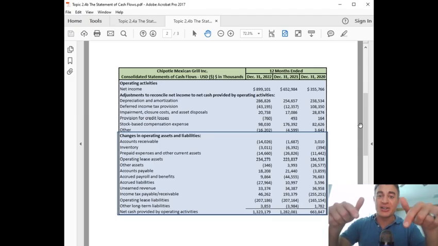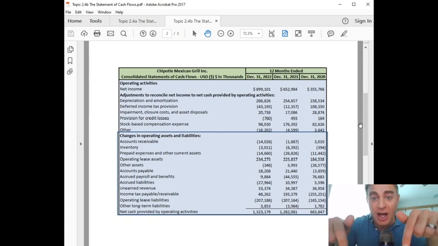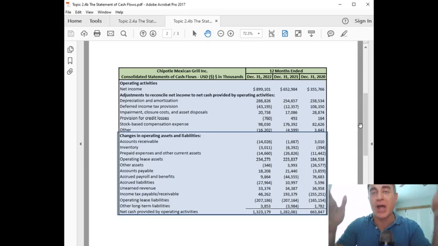More of an asset translates to less cash. Less of an asset translates to more cash. Conversely, more of a liability translates to saving or conserving cash. Less of a liability is paying down our bills. Right? And that works out for all of these. Without getting into all the specific ones, that's the general idea.